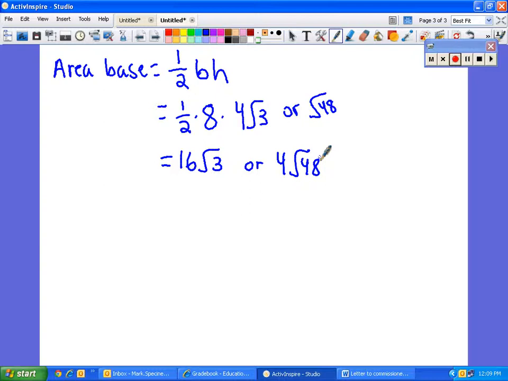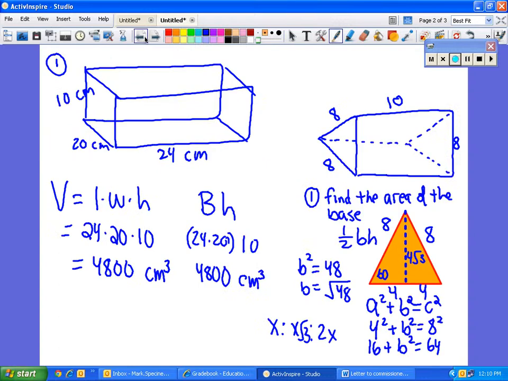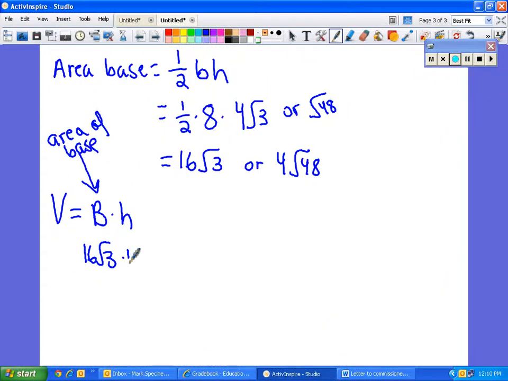Okay, so now that you found the base, we use the formula for the area of a prism, which is the area of the base, B, times height. So whichever way you figured it out, it's going to be 16 square root of 3 times what's the height? Well, we use these three numbers. What's the only number we haven't used yet? 10. That's how you figure out what number to use. We use these 3 8s to figure out the base. The only one left is the 10. So we're going to multiply it by 10.